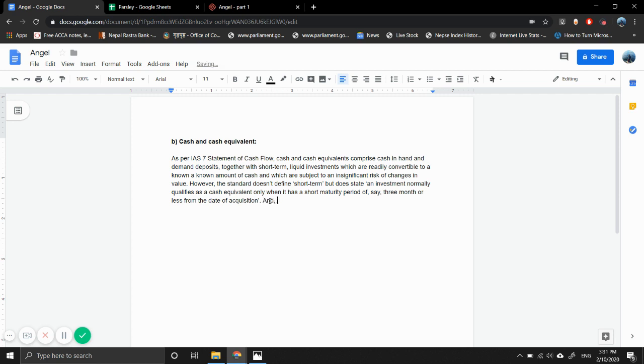And consequently, equity or other investments which do not have a maturity date are normally excluded from cash equivalents. Okay, the ones without a maturity date.